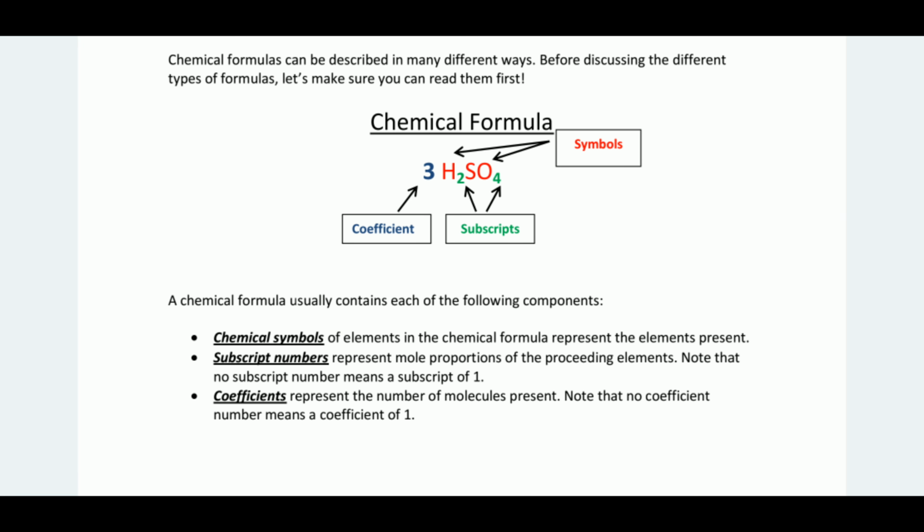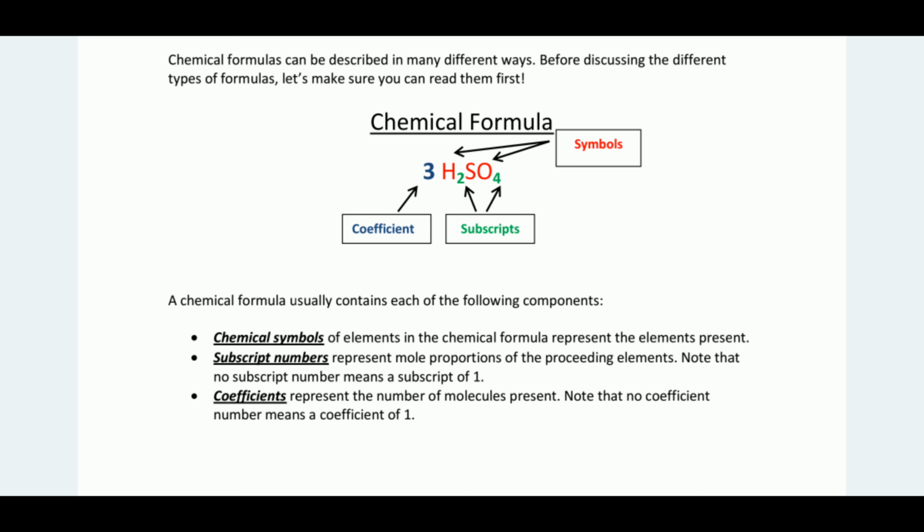From this diagram, you can see that there are three major parts of all chemical formulas. The chemical symbols pictured here in red indicate the elements that are present. The subscripts pictured here in green are lower numbers that follow a chemical symbol. They tell us the number of atoms of that element. The subscript of 1 is never written. So here we have 2 hydrogen atoms, 1 sulfur atom, and 4 oxygen atoms.